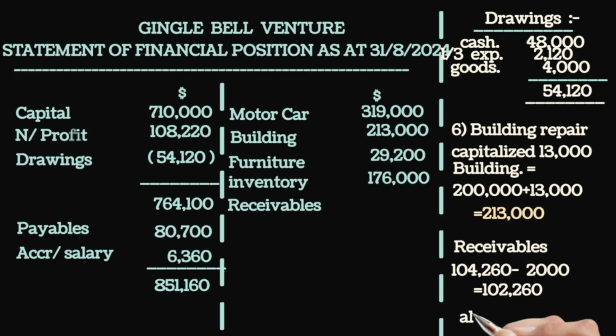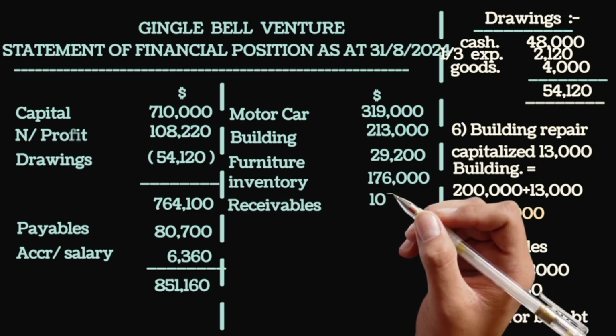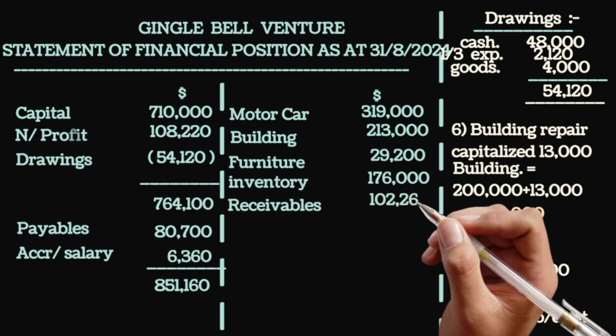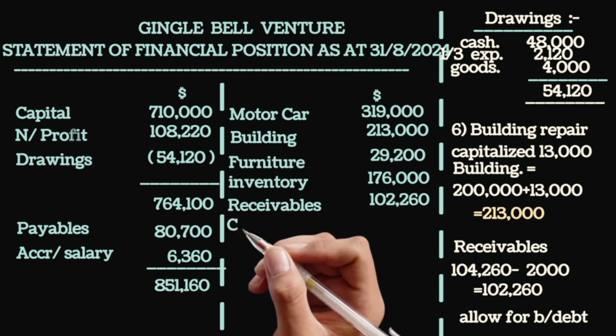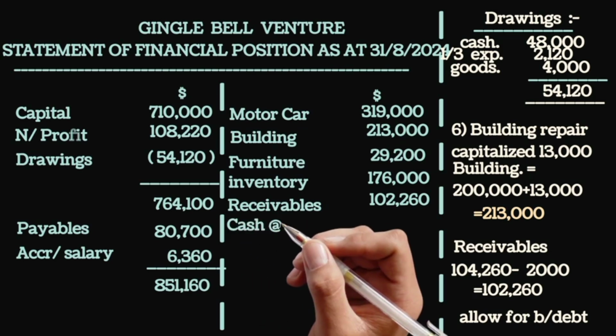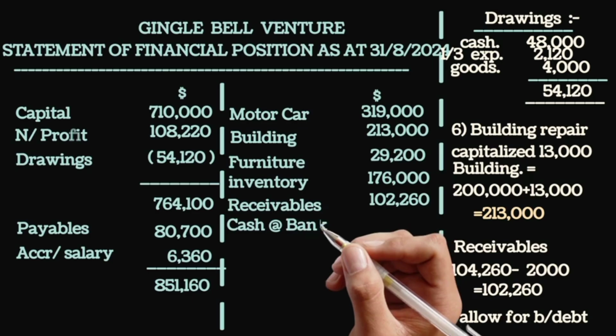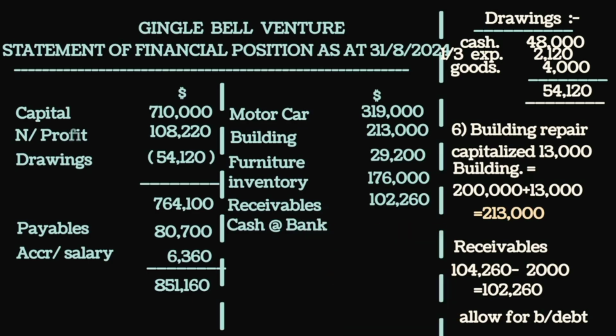allowances for bad debt. And the allowances for bad debt, as we can see in that adjustment, was reduced to 2,000. So 104,260 minus 2,000. So we're now having 102,260. So receivable value becomes 102,260.